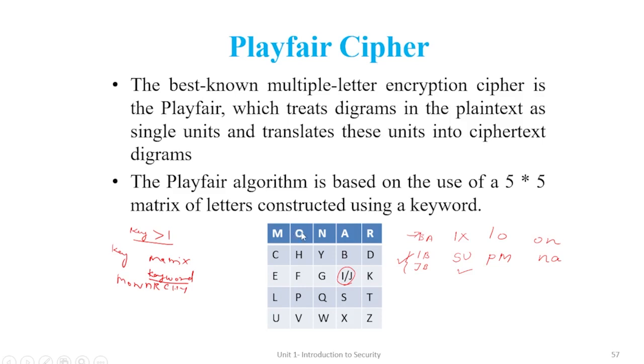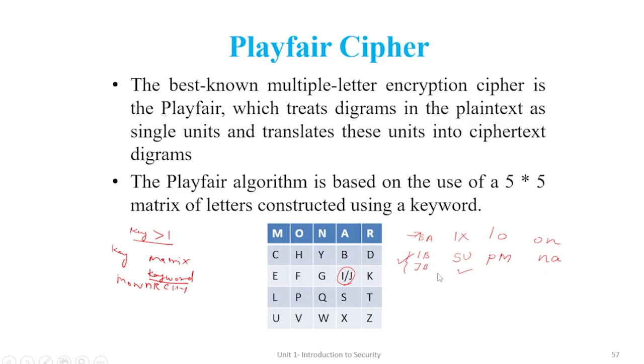And then the next pair is ON. It occurs in the same row. In that situation, we write its right side value. So O's right side value is N, and N's right side value is A. So this is the ciphertext answer.